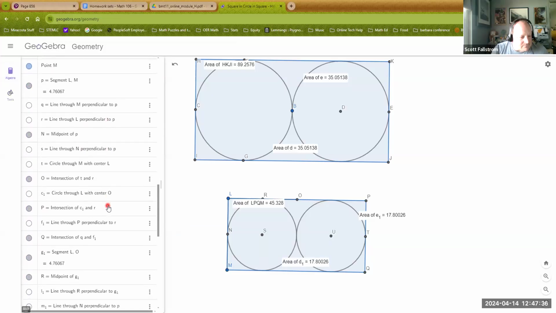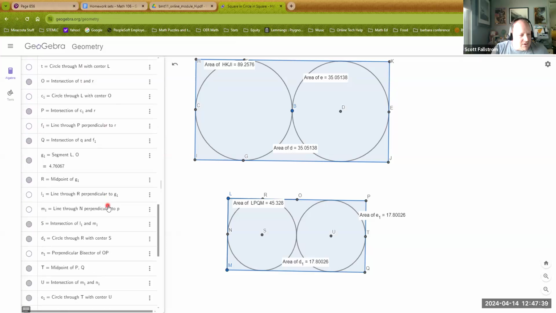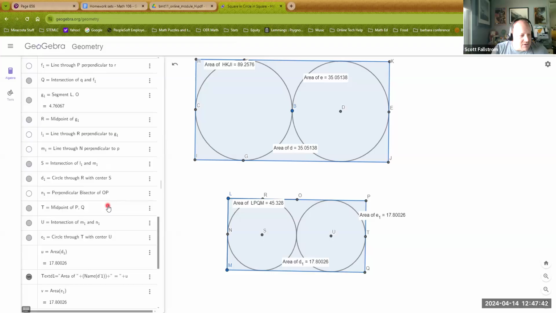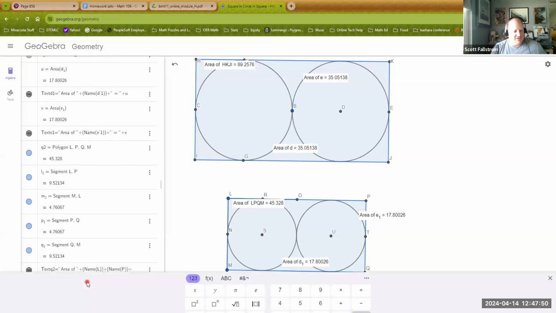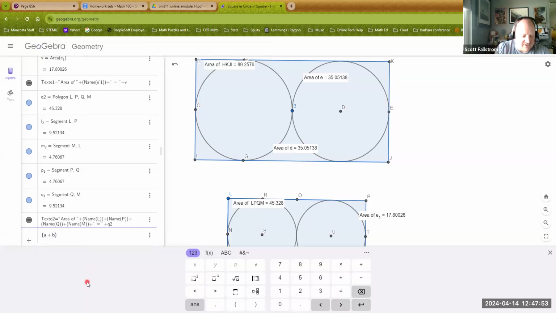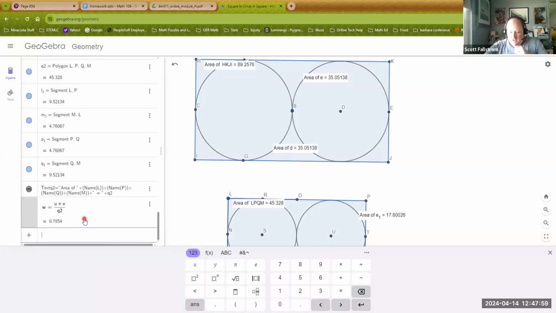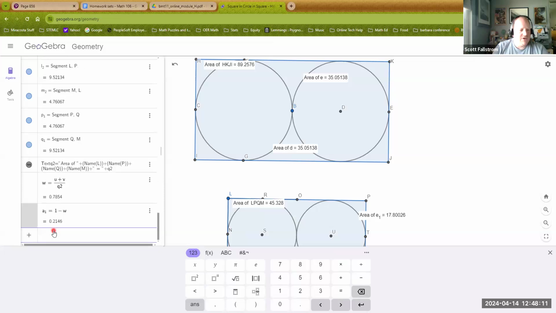Okay, so I have U is the area of the first circle, V is the area of the second circle, and Q2 is my second one. So what I need is U plus V divided by Q2. And let's see what we get. So U plus V over Q2 is this. And the piece not used is 1 minus W, which is 0.2146. Now that seems right. So something I think went not so great up here.